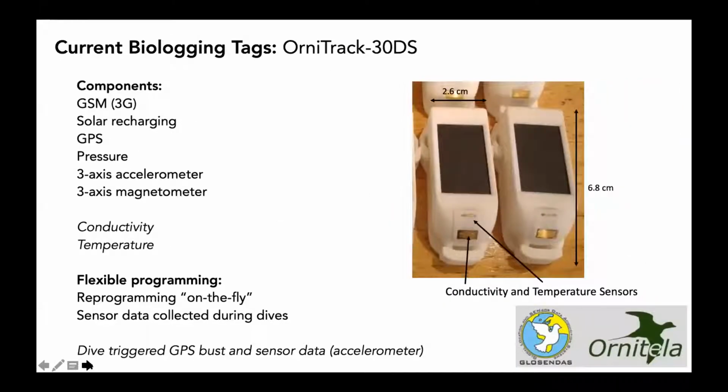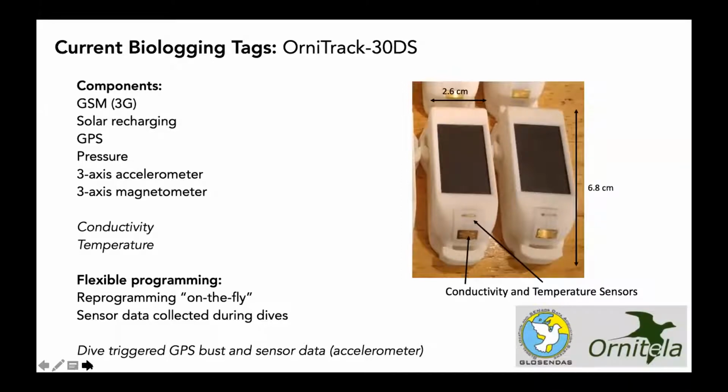Currently, we're using a tag built by Ornatella. On this slide, I have the specifications for the tag. At the top are the specifications that the company basically came with. They have GSM cell phone communication, a solar panel, GPS, a pressure sensor, 3-axis accelerometer, and magnetometer. And they've been very generous to work with us, and we've added a conductivity sensor and a temperature sensor.